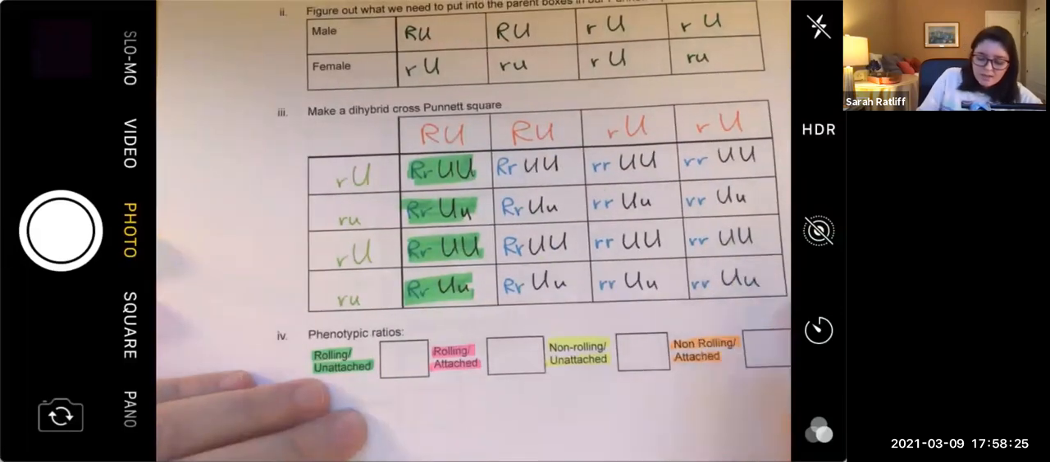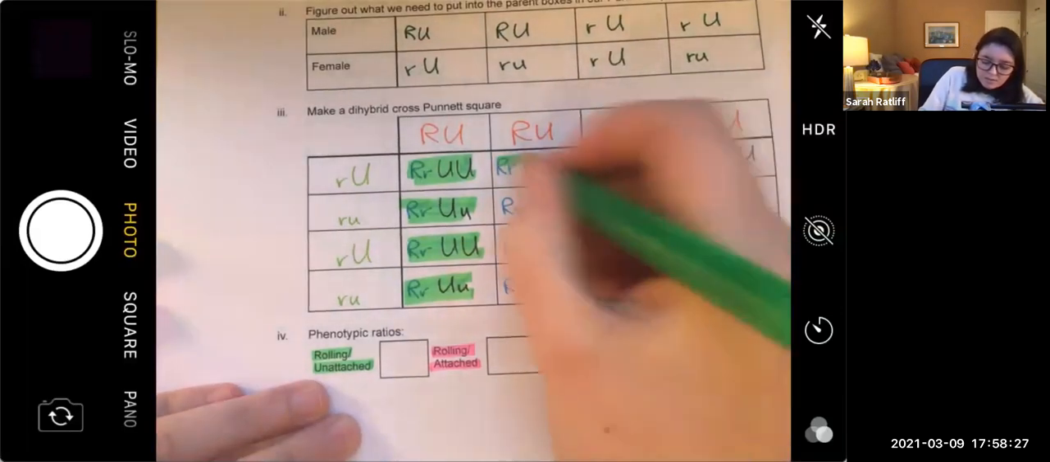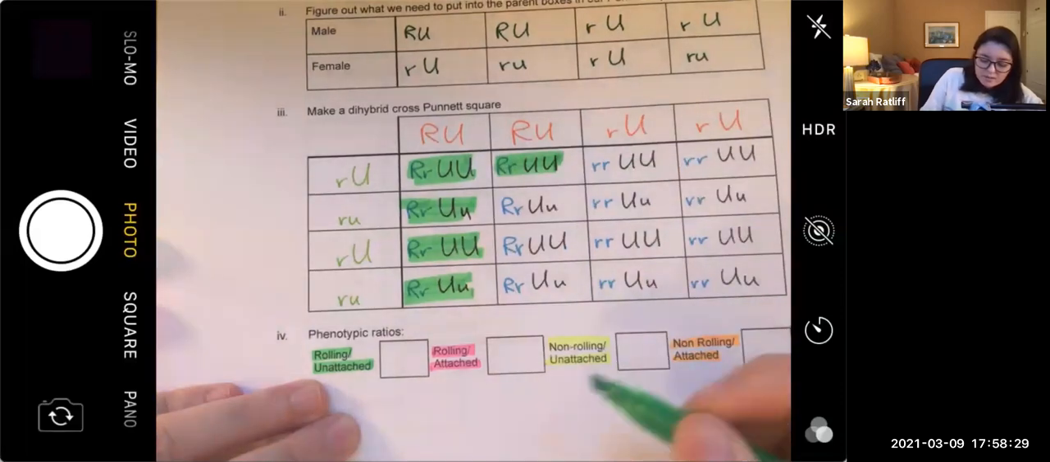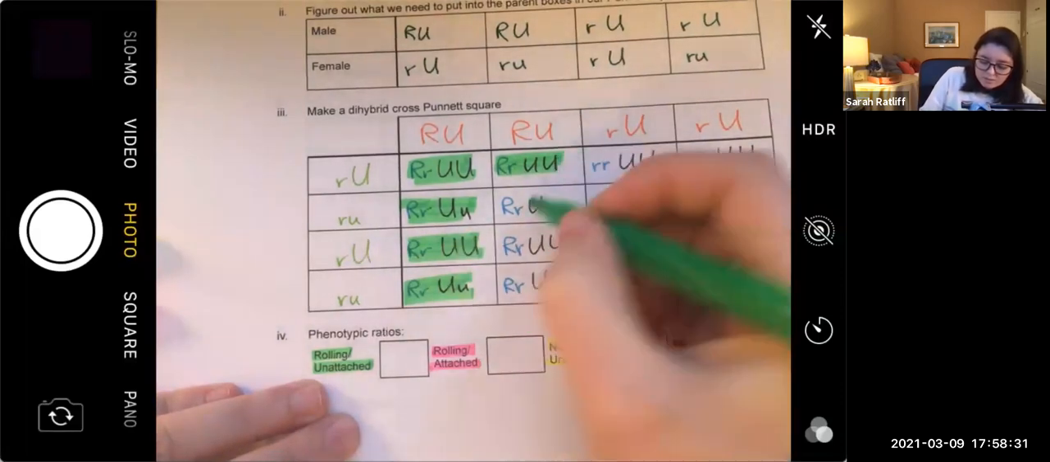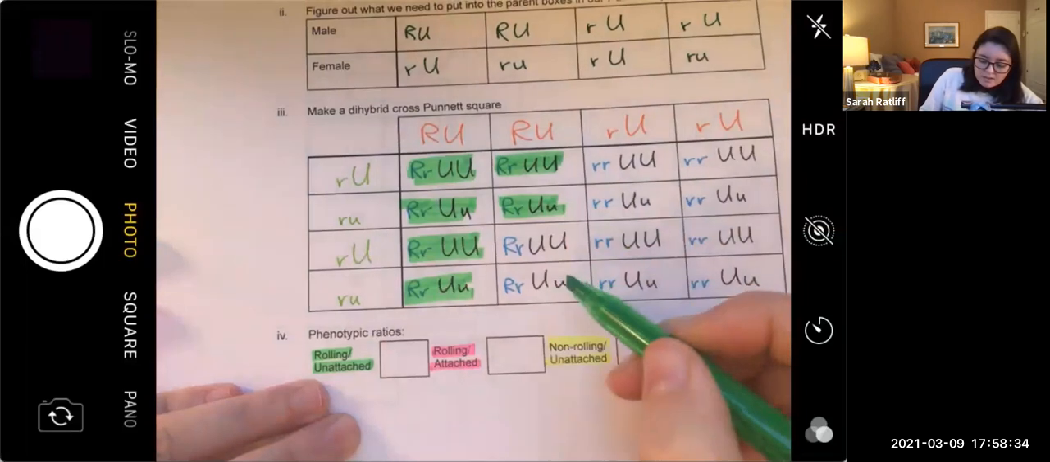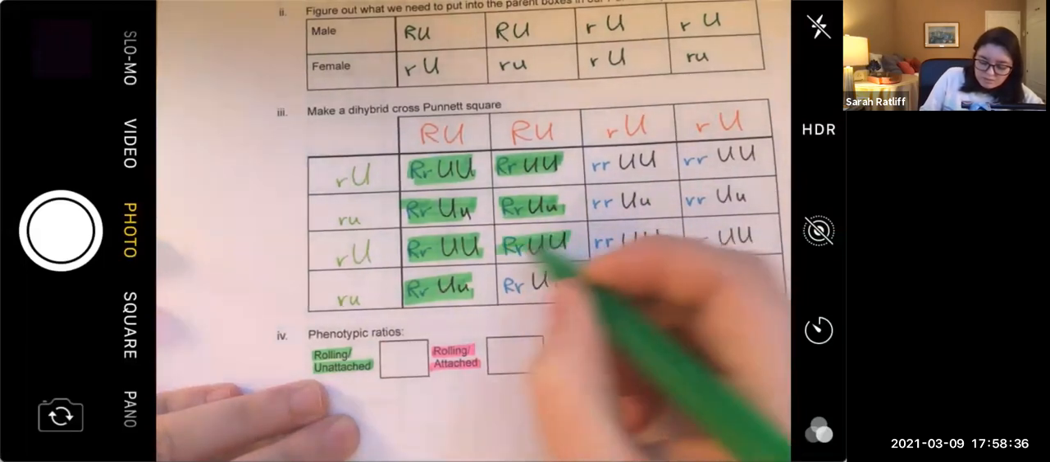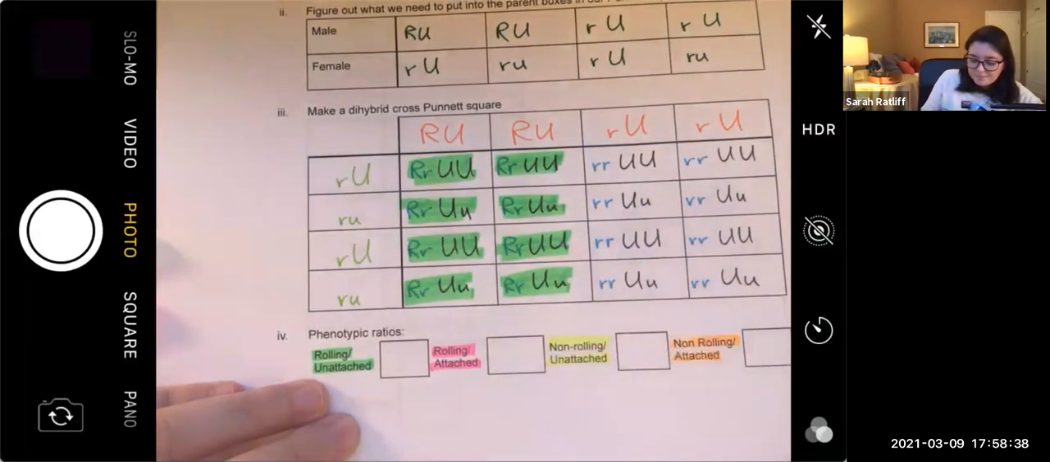Moving over. At least one big R, at least one big U, another set of green. At least one big R, at least one big U, another green one. At least one big R, at least one big U. Same for this one as well.